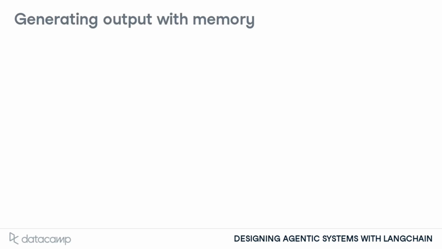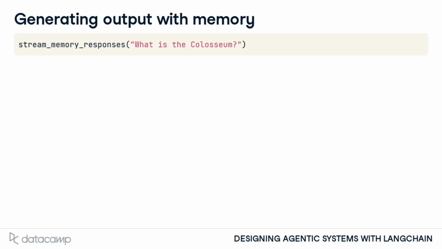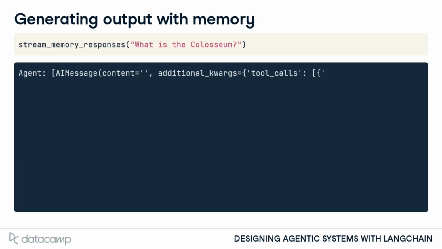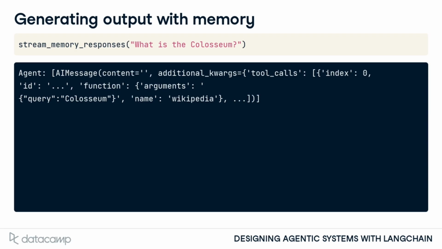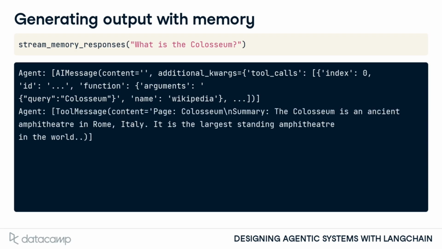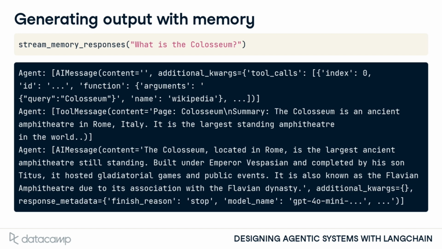Let's inspect the output. First, the chatbot processes the query and calls the Wikipedia tool to retrieve information on the Colosseum. Then it provides a summary, describing the Colosseum as Rome's largest ancient amphitheater. Next, the chatbot answers, explaining it was built by Emperor Vespasian for gladiatorial events.